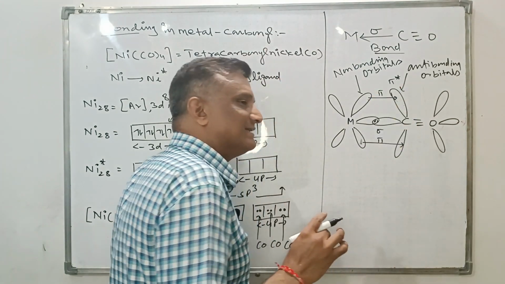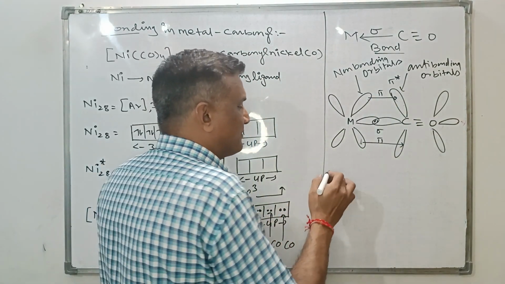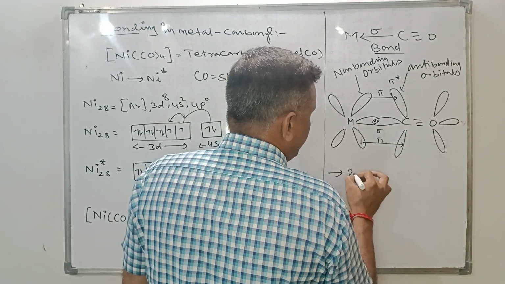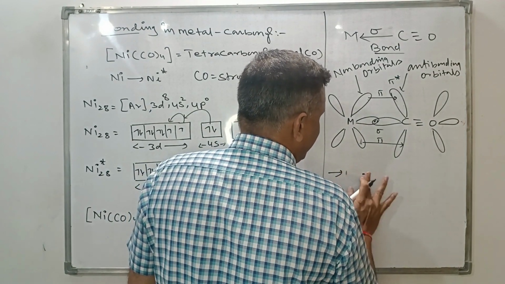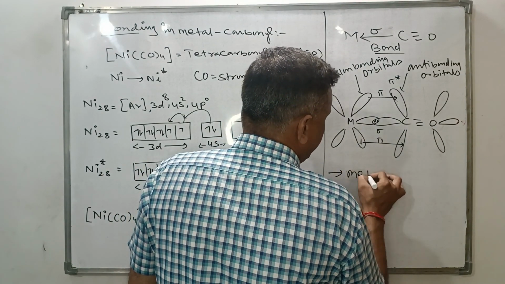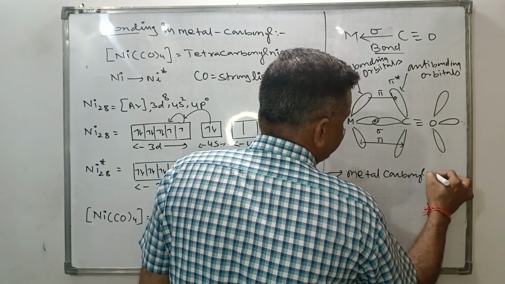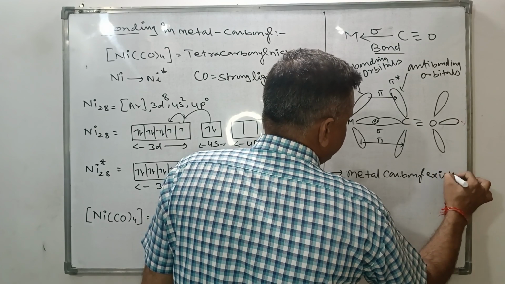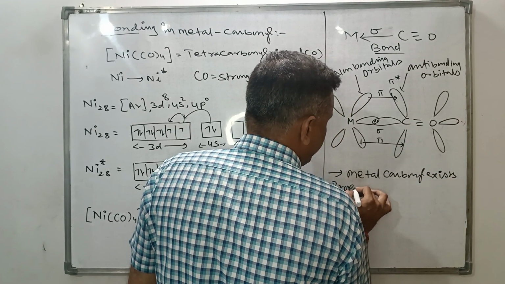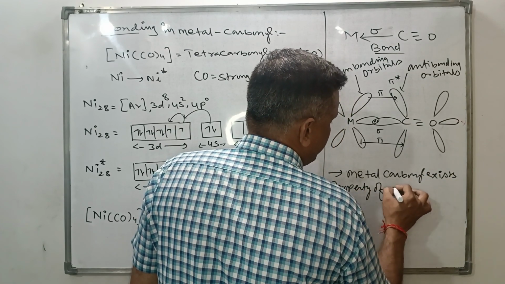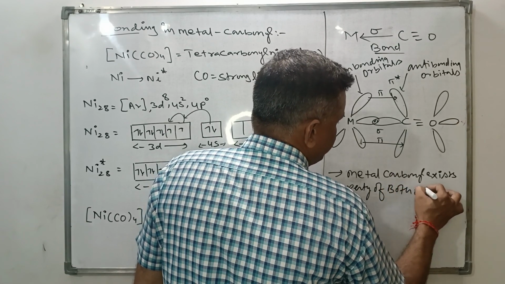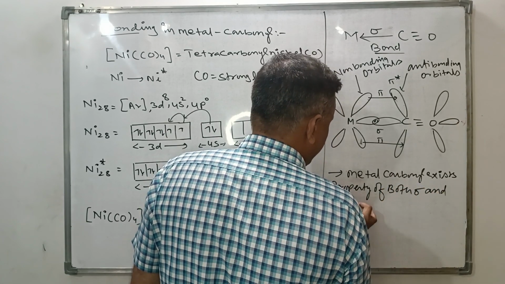So what we can say is that metal carbonyl exhibits the property of both sigma and pi bond.